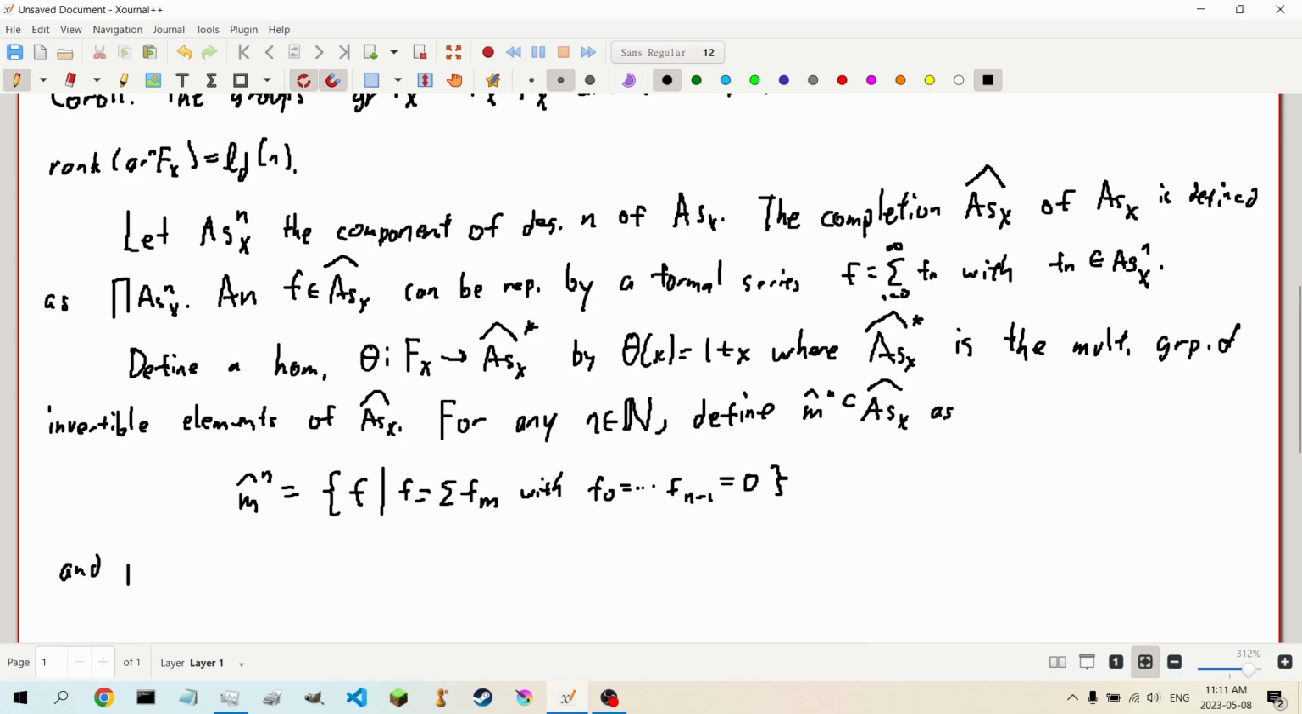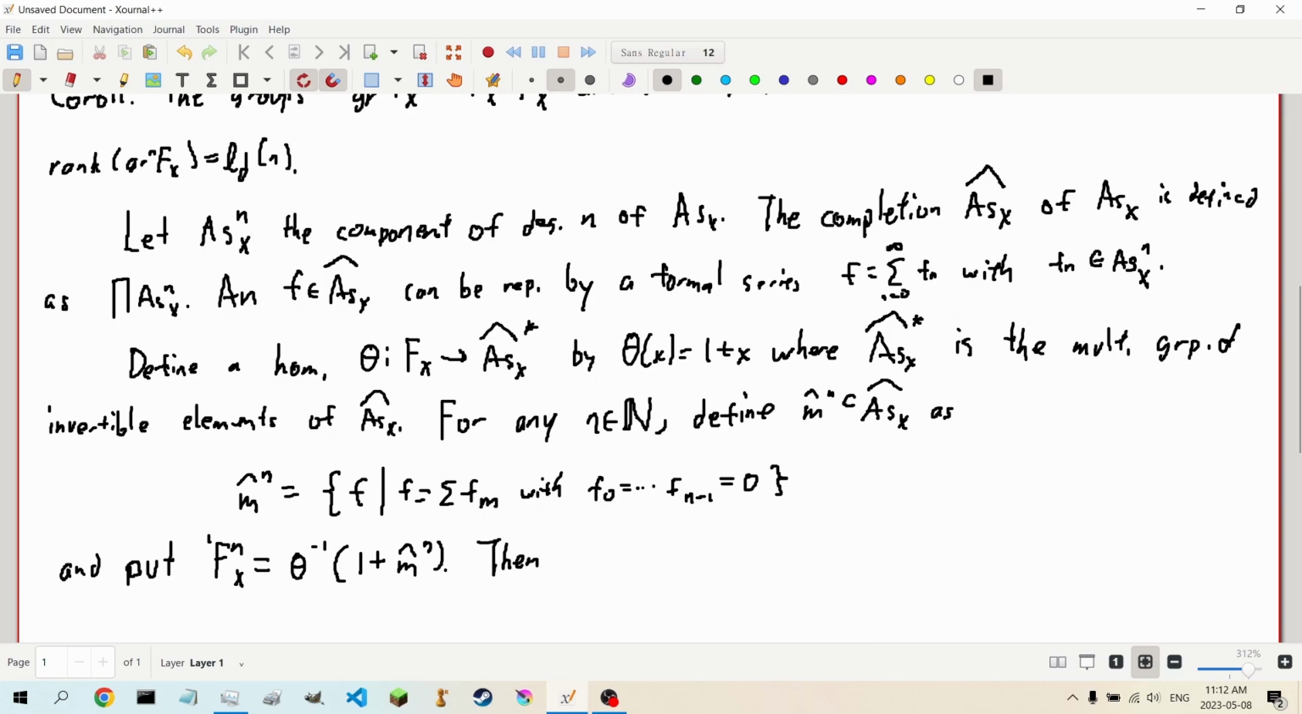And then we're going to put F_n(X) tilde prime equal to theta inverse of 1 plus M hat to the n. So this is essentially our copy of M hat to the n back in our F(X).